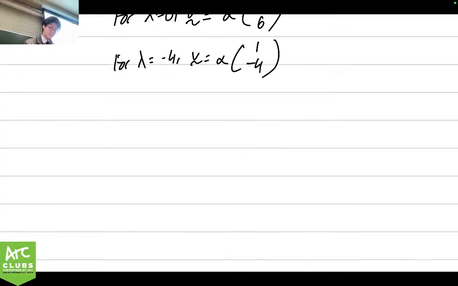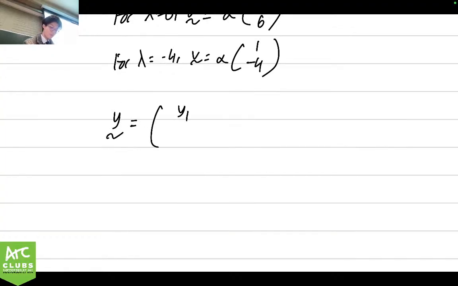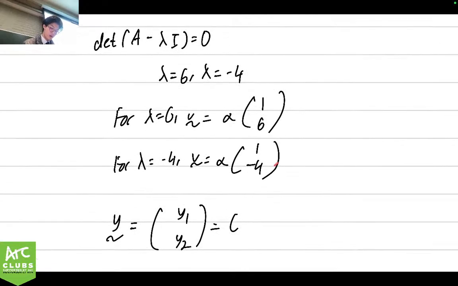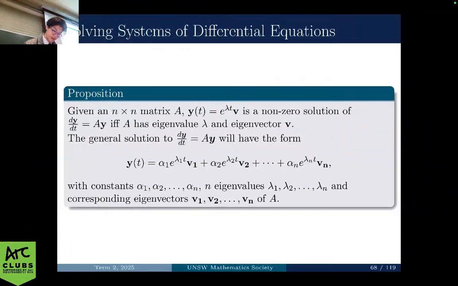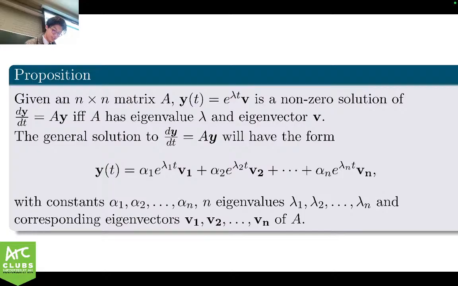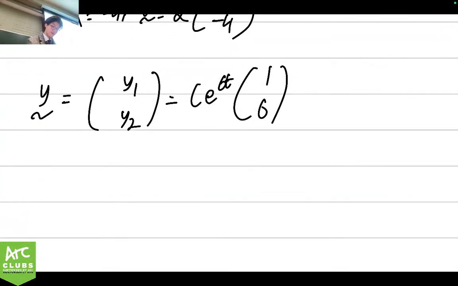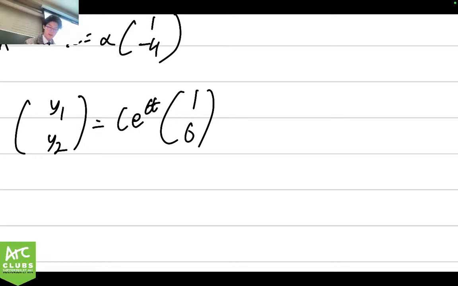And thus, our general solution takes this form: y1, y2 will just be a linear combination of these two eigenvectors, which is C with e^6t, right? Again, calling back to this non-zero solution here, we take e to the power of our eigenvalue times t, and then the eigenvector itself. So we have C e^6t, 1, 6, plus D times e^-4t, 1, -4, as our general solution.